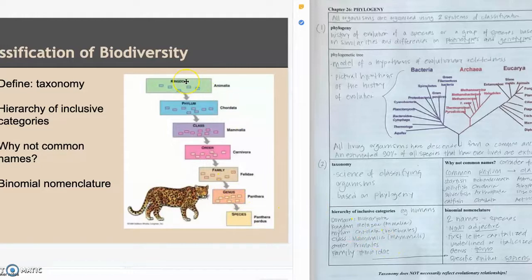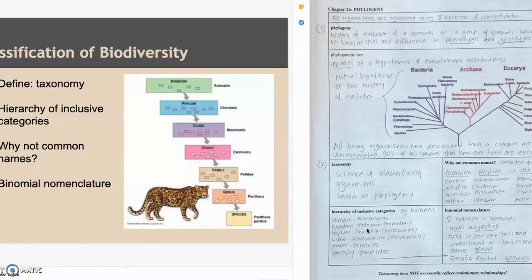And you can remember that as Dear King Philip Came Over For Green Spaghetti, or there are lots of different ways. In your reading guide, it actually asks you to come up with your own, but that's the one I know. In any case, you can make up your own. But this hierarchy of inclusive categories is based in Latin.